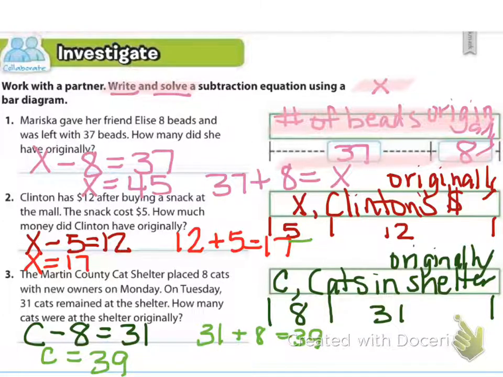For number 3, Martin County Cat Shelter placed 8 cats with new owners on Monday. On Tuesday, 31 cats remained at the shelter. How many cats were at the shelter originally? So I'm going to use C for the cats originally in the shelter. We know that we placed 8 cats with new owners. That means that we subtracted 8 from C to get 31 cats that remained. So if we work backwards and do addition, we do 31 plus 8, and that equals 39. So C equals 39. There were 39 cats originally in the shelter.